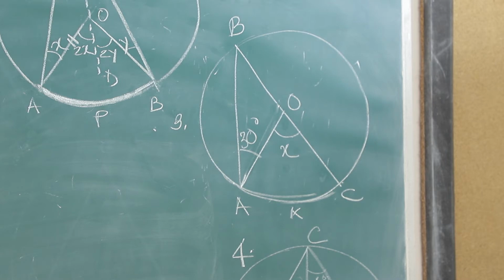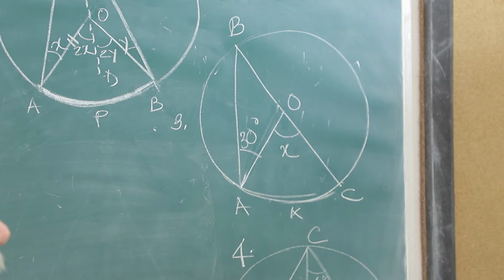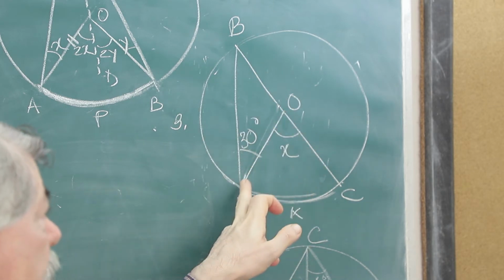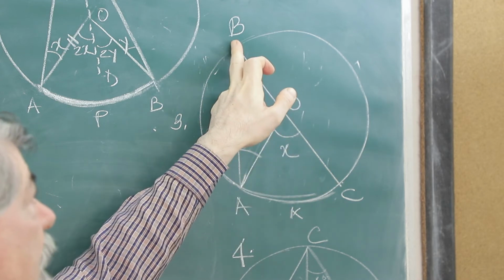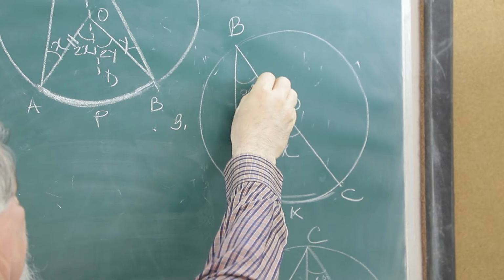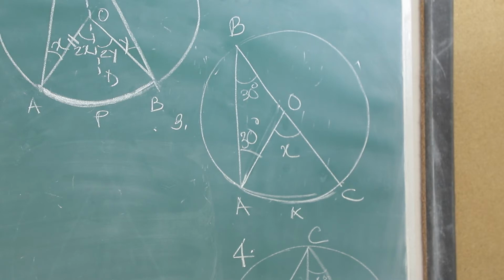And if two sides of a triangle are equal, then the angles opposite to them are equal. Now in this triangle OBA, I have OA equal to OB. So angle OAB will be equal to angle OBA. This will be 30 degrees, because if two sides of a triangle are equal, then the angles opposite to them are equal. Now I have got this angle as 30.